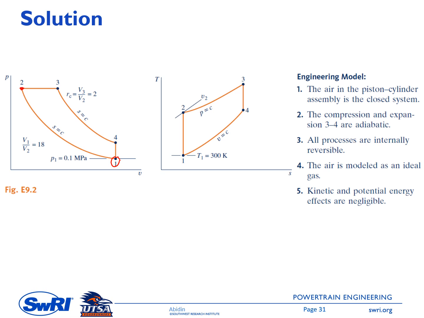V3 over V2 equals 2, and then this one is the engineering model assumption, so a closed system, and then adiabatic process for the compression and expansion, and then internal reversible process for all, and then we can model air as an ideal gas, and then we can ignore the impact of kinetic energy and potential energy change.